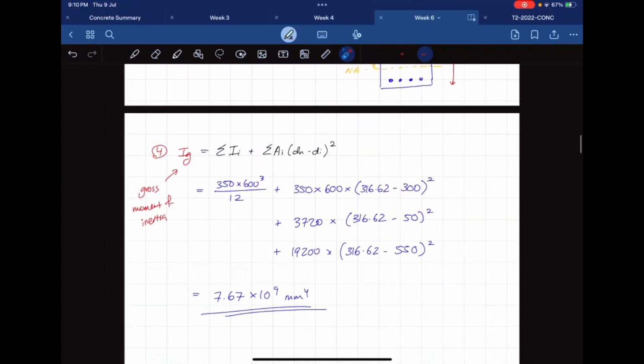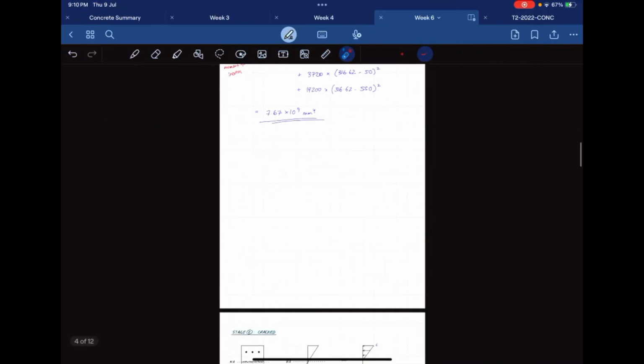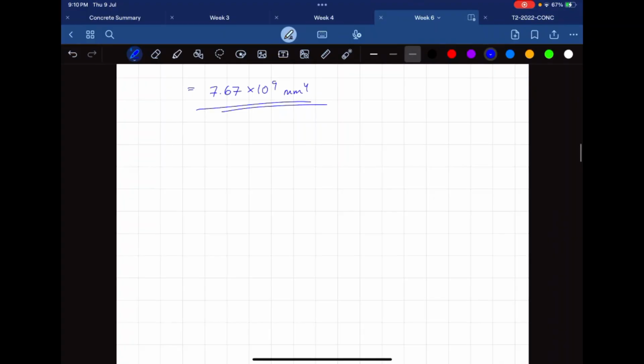But yeah, that's how you figure out IG and DN. MCR is pretty simple as well.